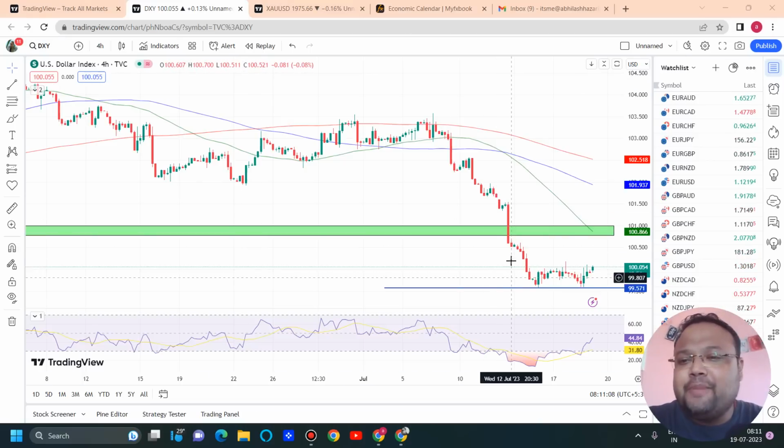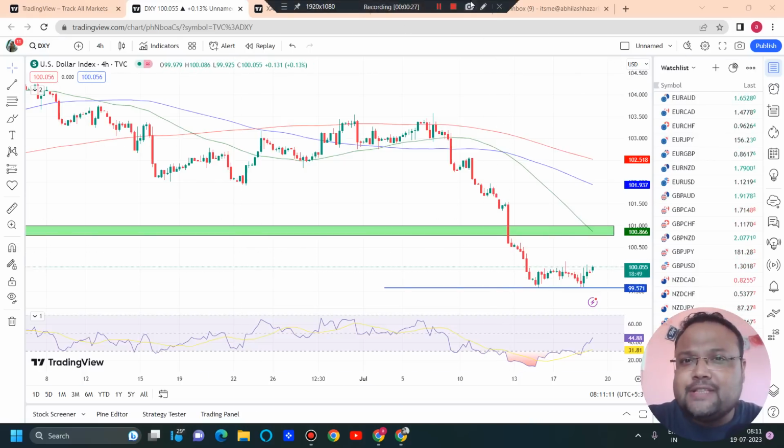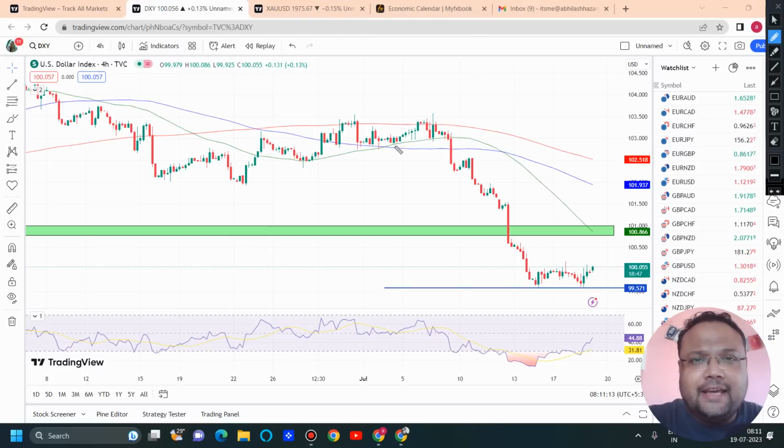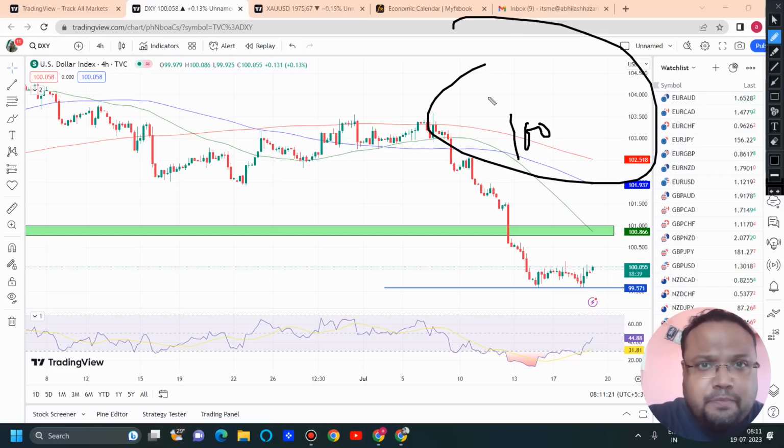So yes, after making a low of 99.57 index, DXY is showing recovery. We can see that the dollar is standing at 100 right now. So the dollar is giving its best fight. DXY is struggling right now to maintain the temporary support here. DXY doesn't want to go down. After hitting the double digit, we can see that the market is in recovery mode.